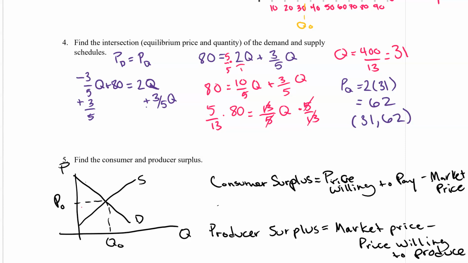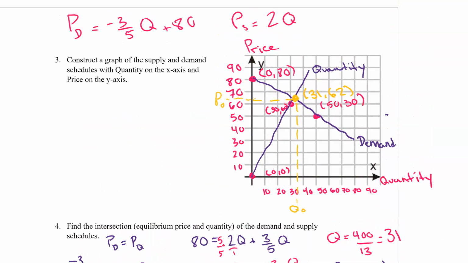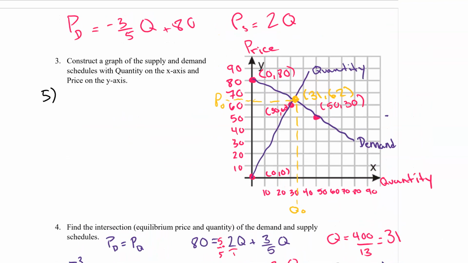So our bottom triangle, this area here, is our producer surplus. And the top triangle, I'll do in blue, is our consumer surplus. We're going to have to use our area equation for triangles to figure out what these surpluses are. Remember, the area of a triangle is equal to 1/2 our base times our height. So that's what we're going to be using above. First, let's just write down number 5: area equals 1/2 base times height.